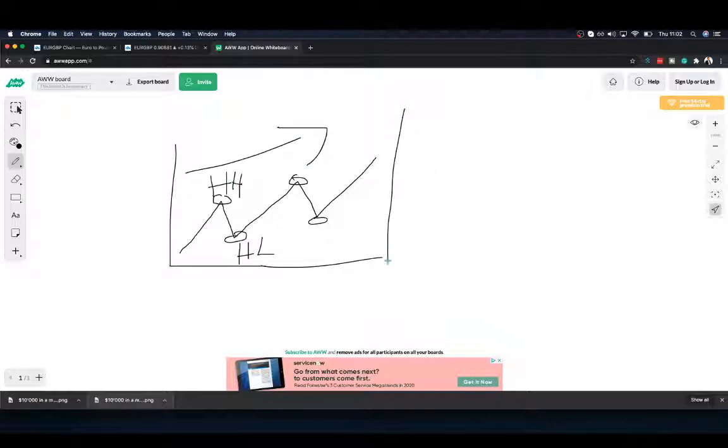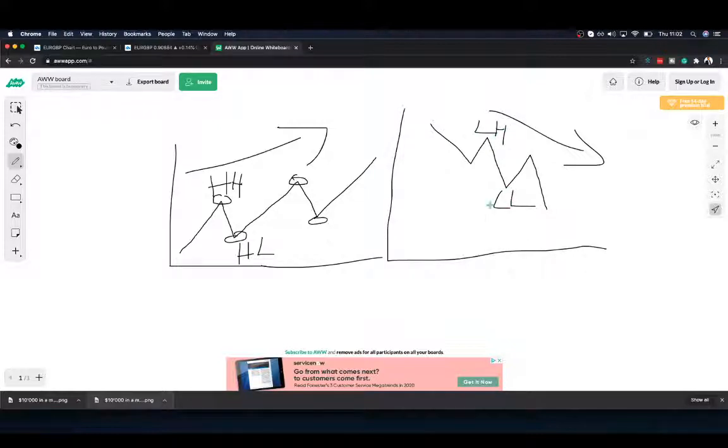At the same time, if you have something like this, this is considered a downtrend. Why? Because you have lower highs and lower lows. This and this are lower highs and lower lows.